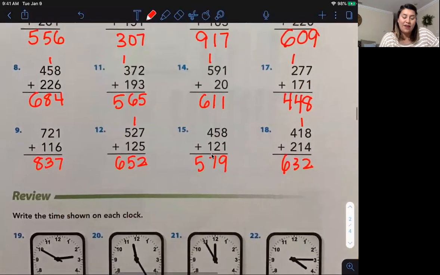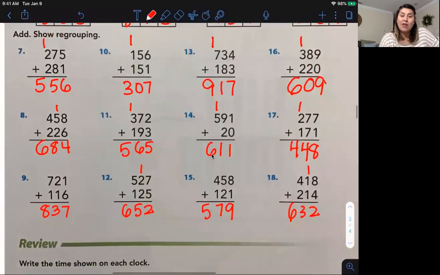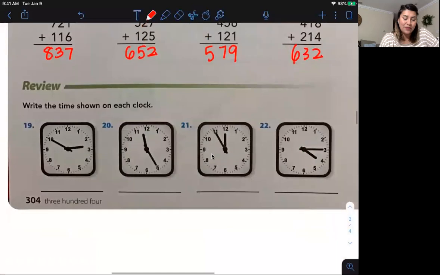632. All right, friends, I'm going to tell you something. They mixed it up here. Only 2 of them didn't need you to regroup at all, but they had you regrouping in the ones, and they had you regrouping in the tens. So look at how amazing you are. You were able to do both, and they mixed it up.